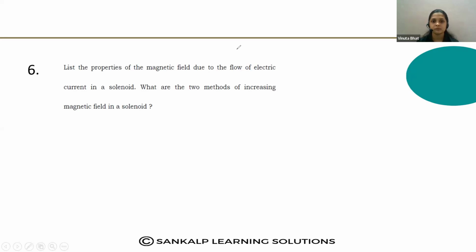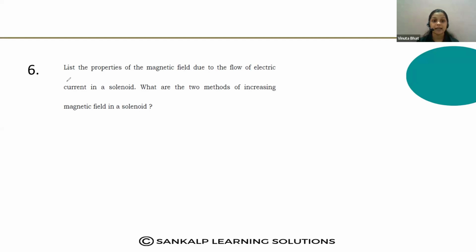Next question. List the properties of the magnetic field due to the flow of electric current in a solenoid. What are the two methods of increasing the magnetic field in a solenoid?